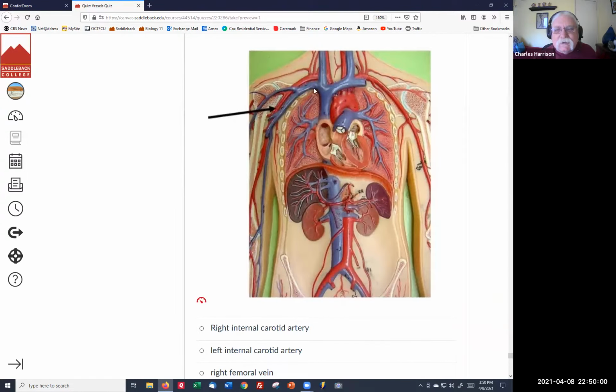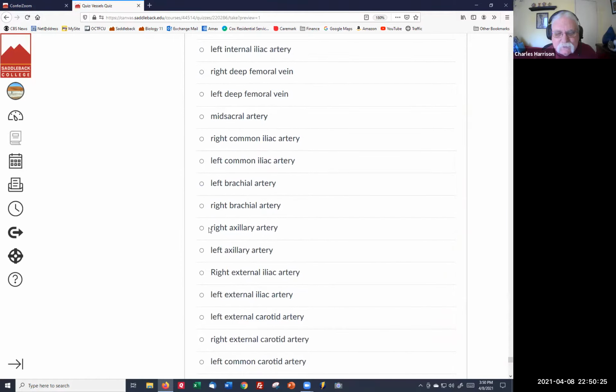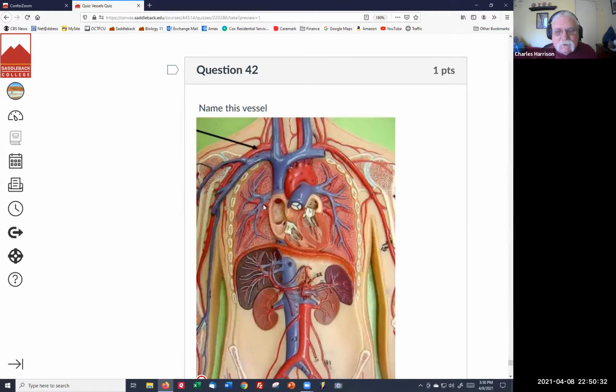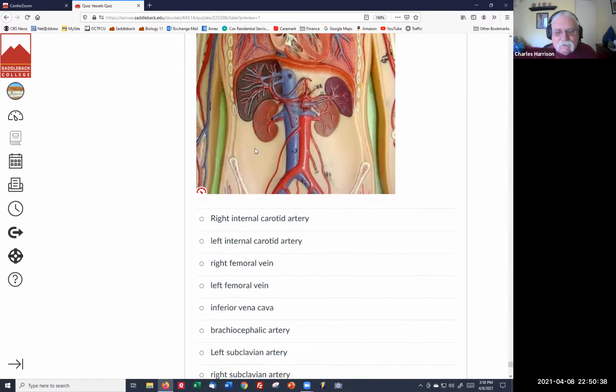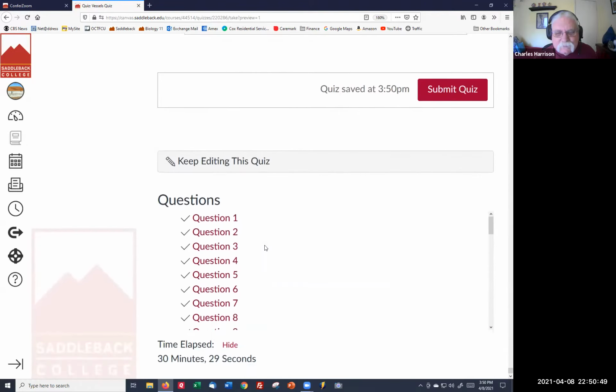Okay, on this side, here is, again, an artery. Here's the subclavian, and this is the axillary, up around the head of the humerus. So we want right axillary artery. This one is on the right side. This is the subclavian. Right subclavian artery.